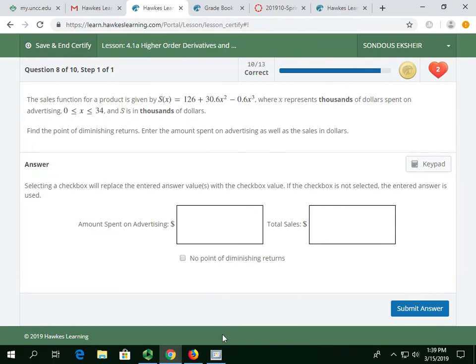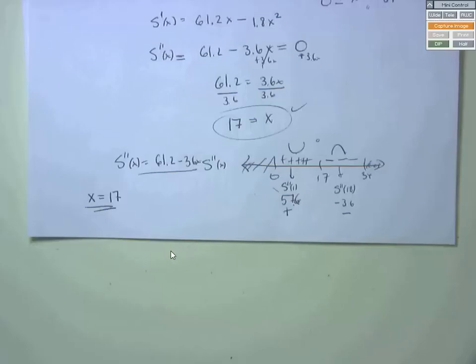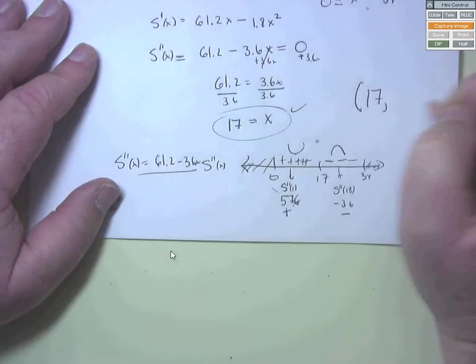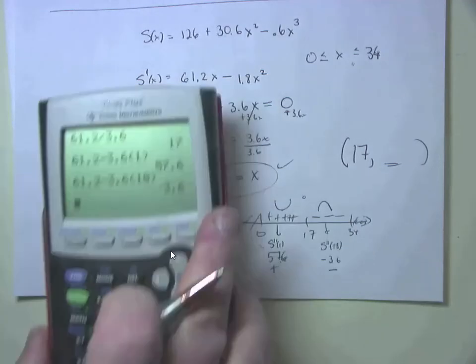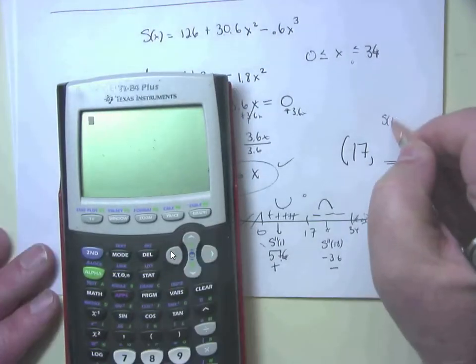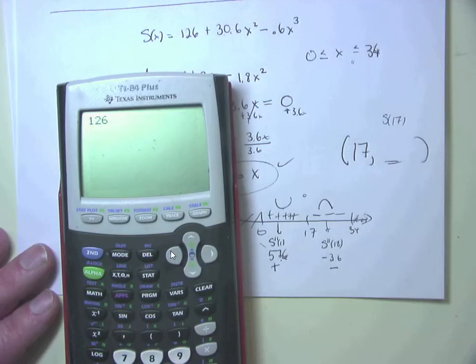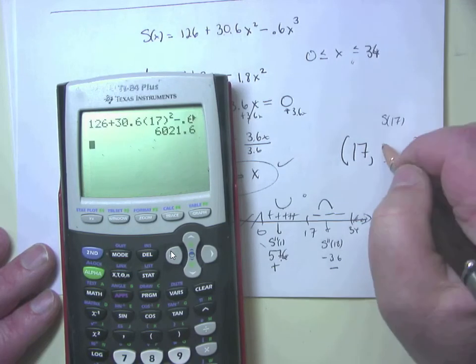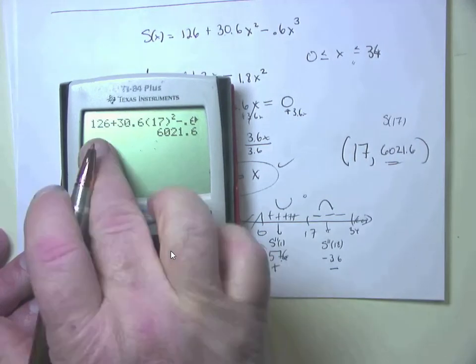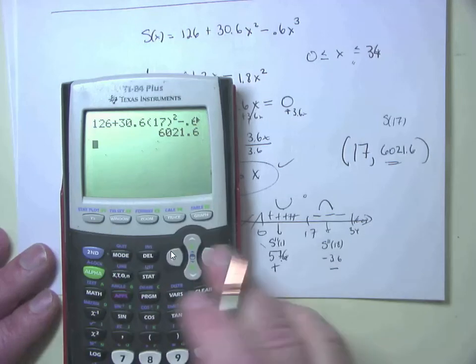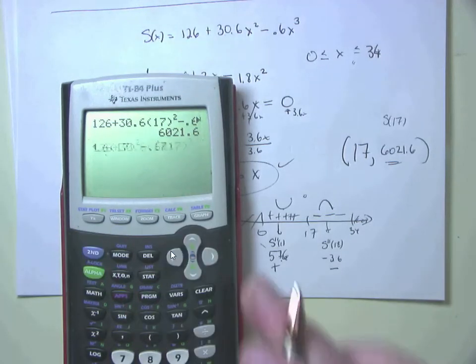So, I want my point. My x coordinate was 17. So, let's go back over here. If my x point is 17, how do I get my y coordinate? What am I going to have to do? Plug it back into the original equation. I'll do that on the calculator here. So, this would be officially s of 17. This would be 126 plus 30.6 times 17 squared minus 0.6 times 17 cubed, and I get 6021.6. Double checking to make sure I typed it in right. Yep, there it is right there.